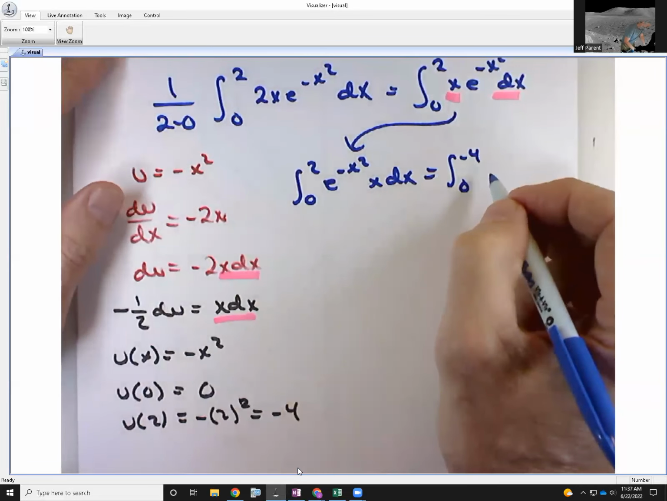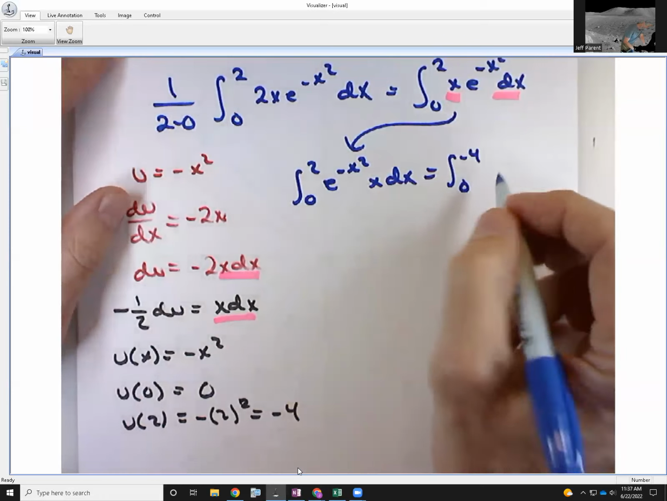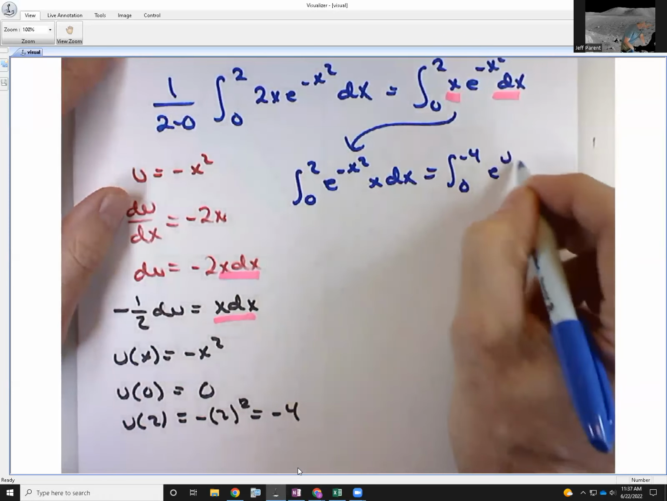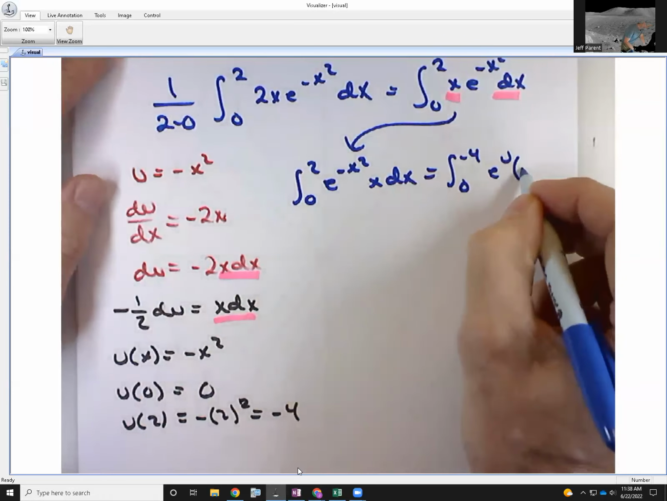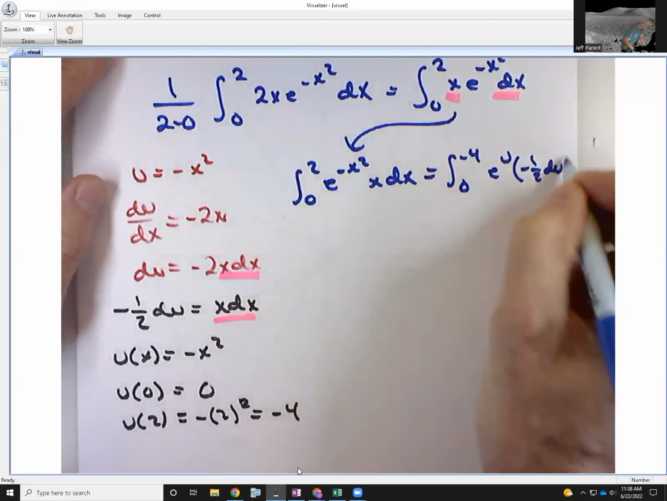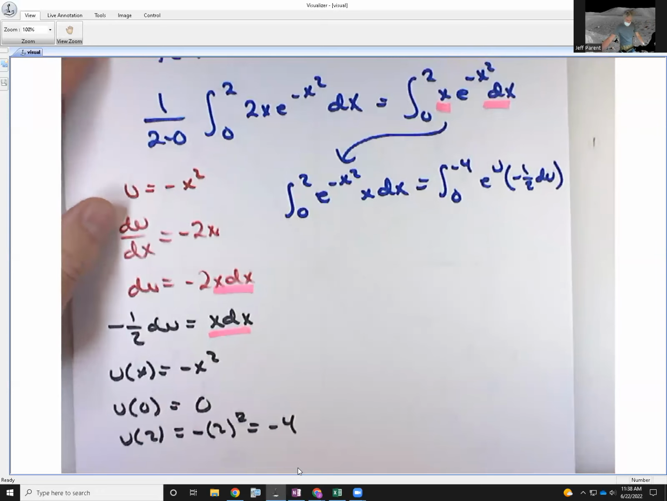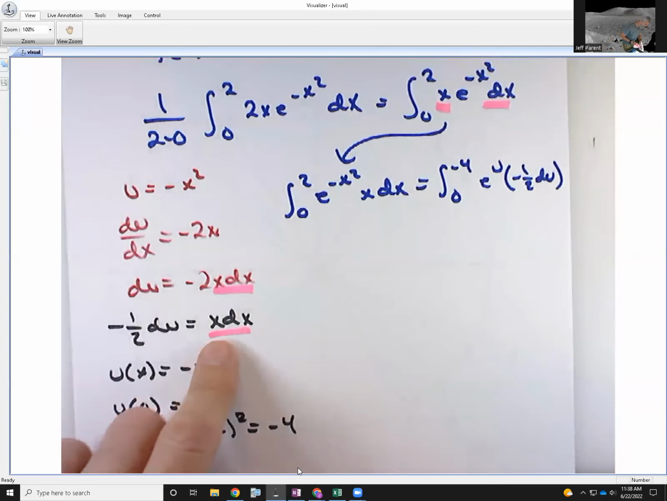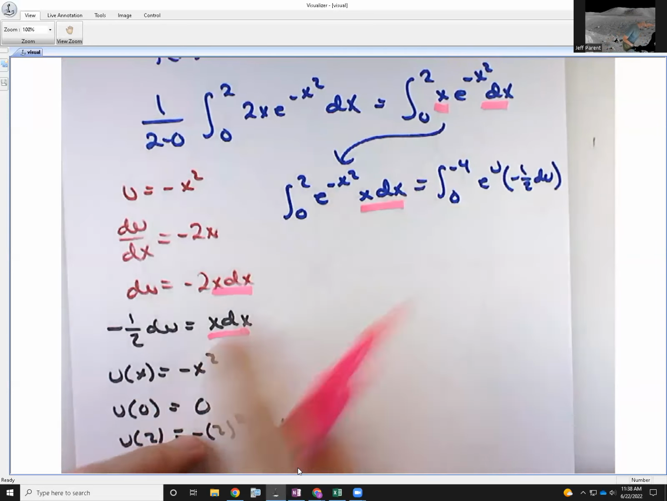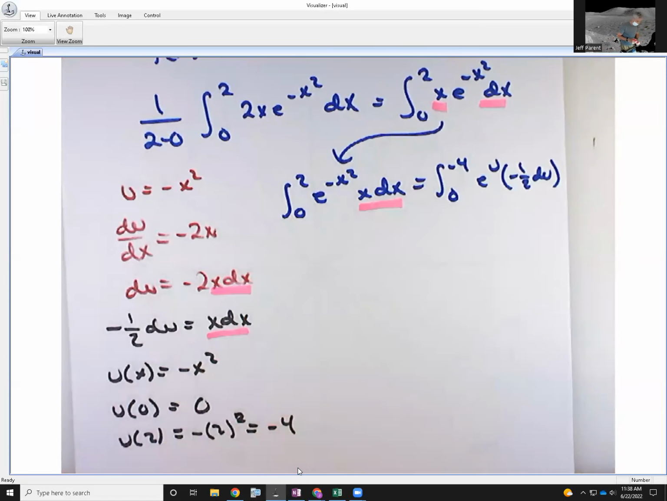0 to negative 4 of, let's see, e to the u times negative 1/2 du. So just putting in my little substitution, x dx right there gets replaced by negative 1/2 du.